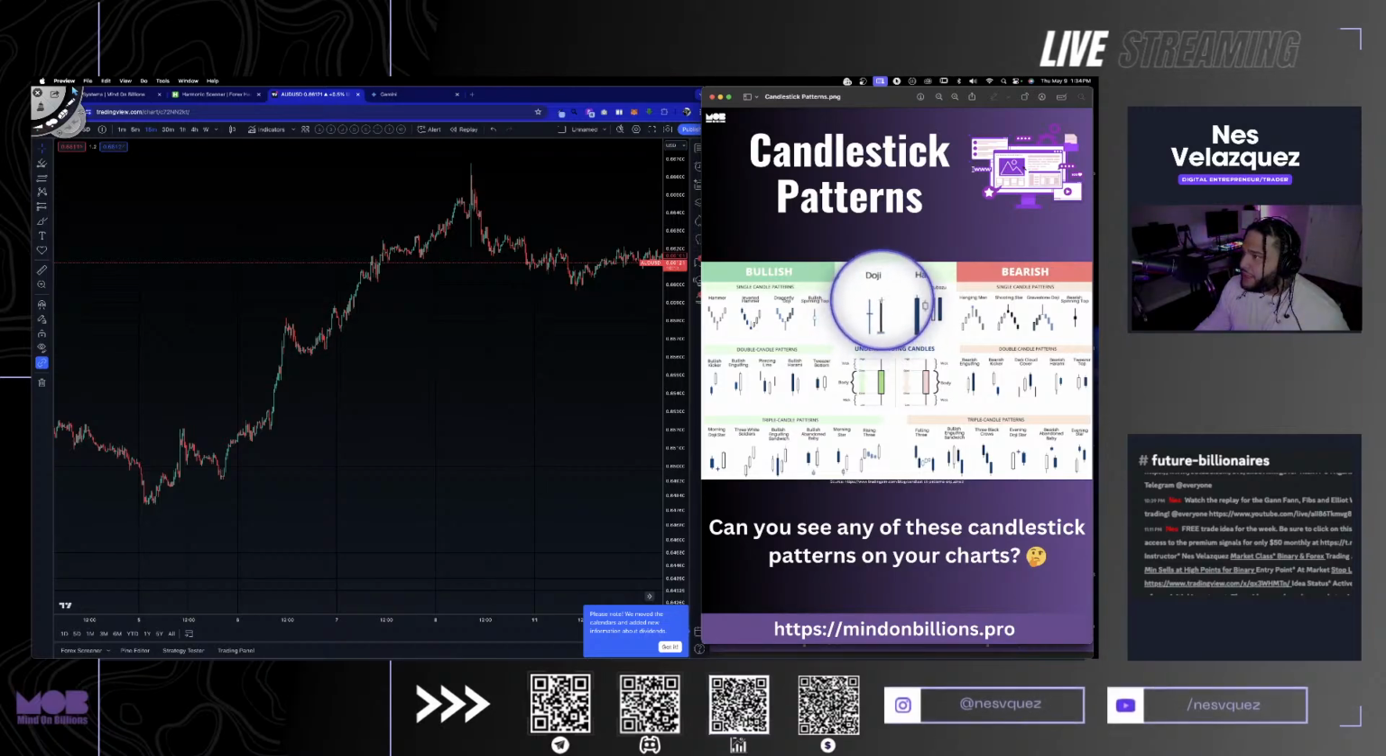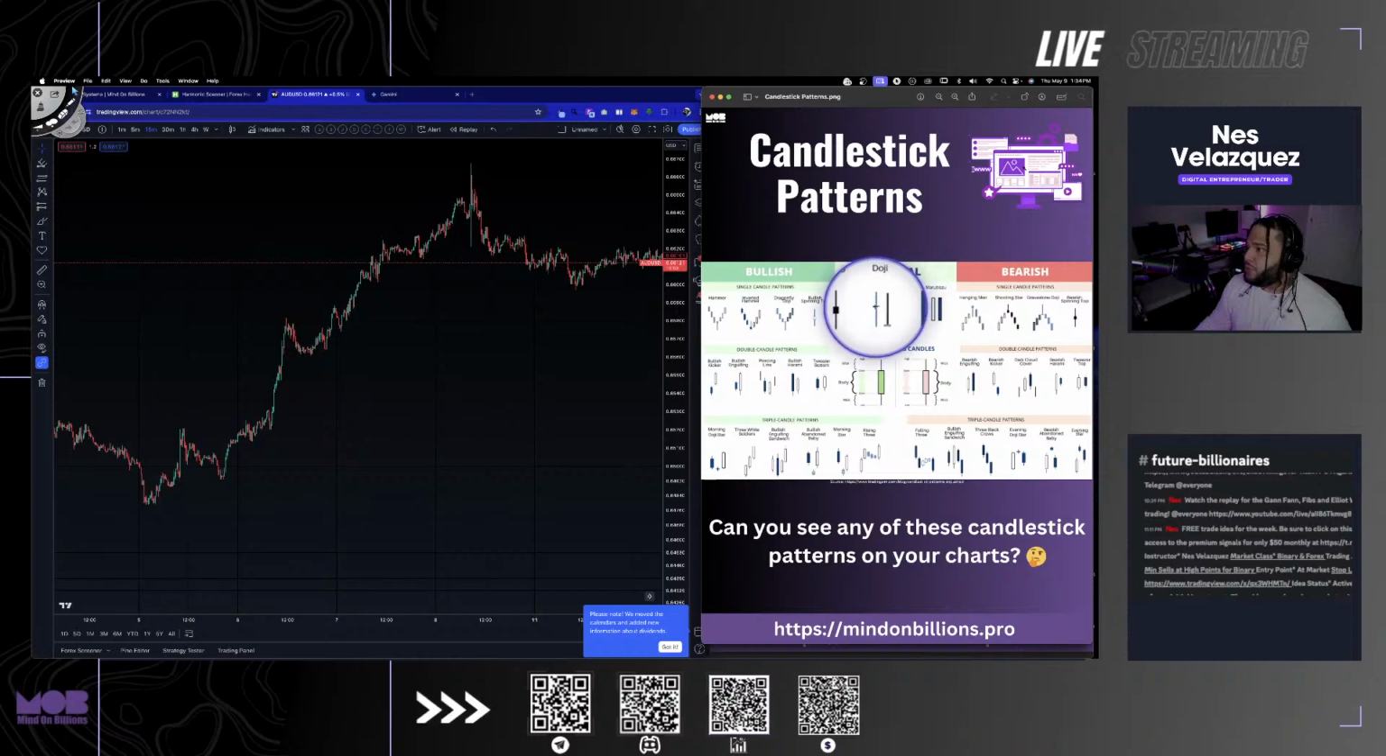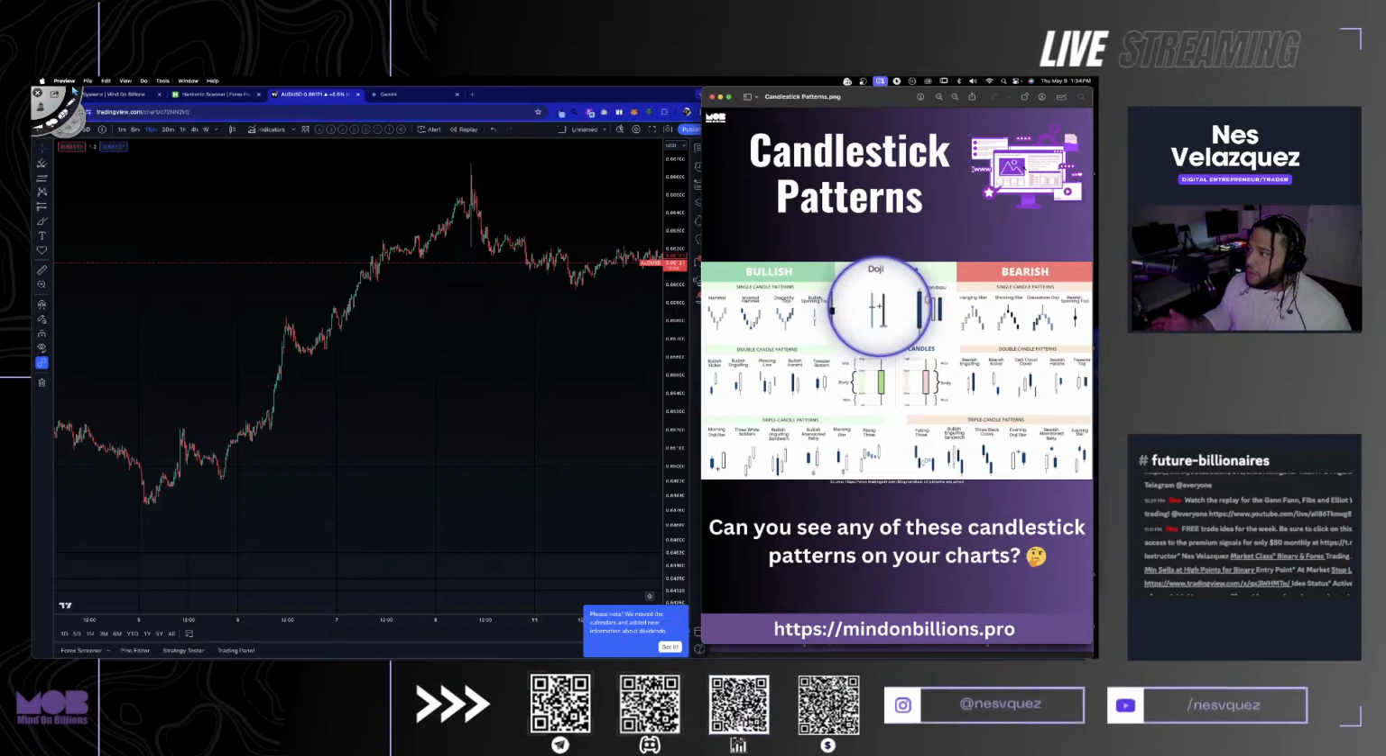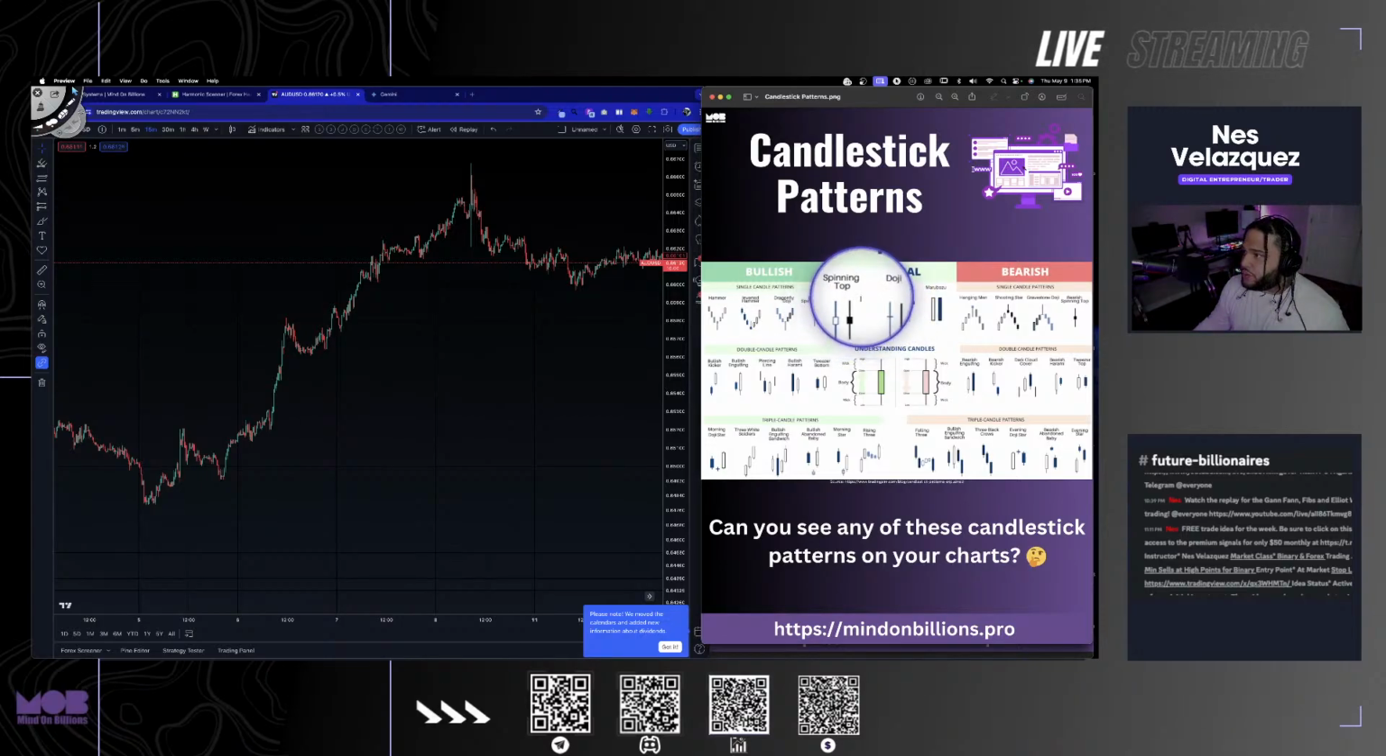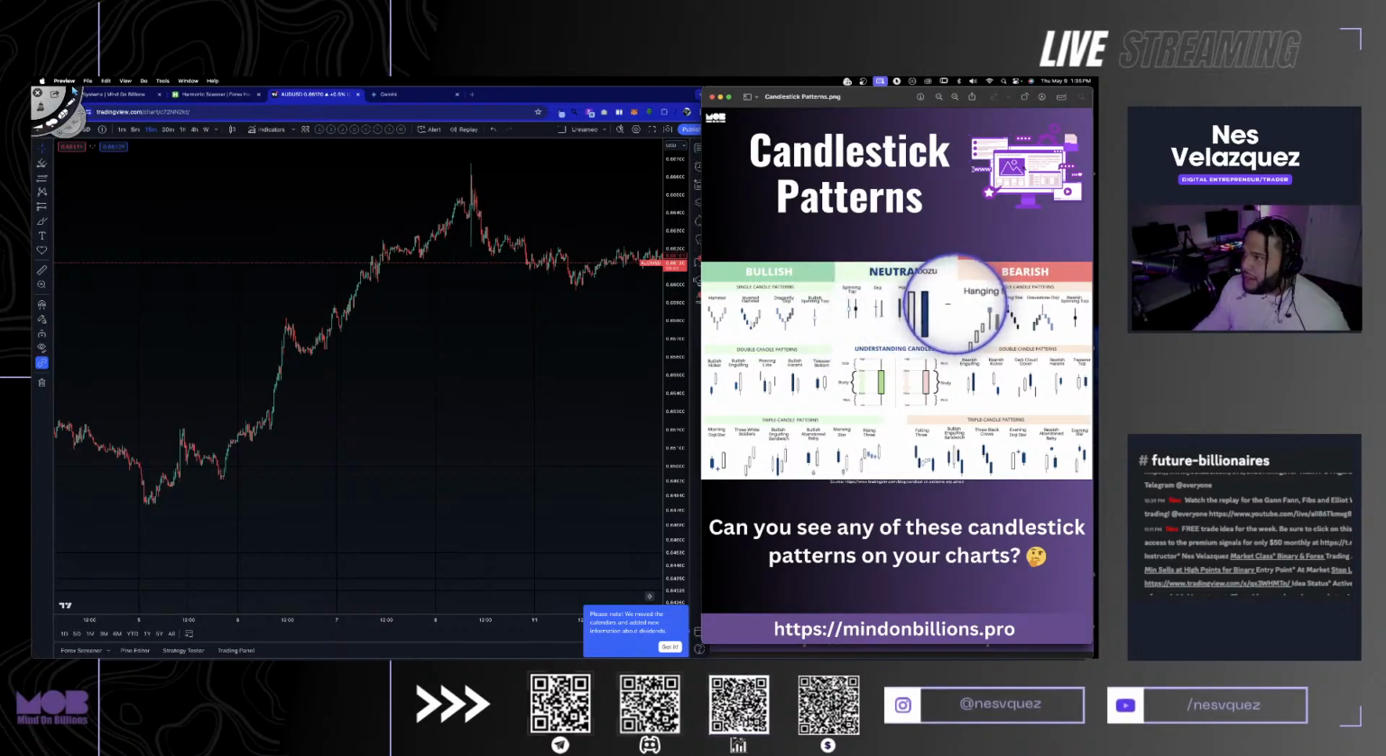Gravestone doji, dragonfly doji is when the flat body is at the top, right? And this is a typical doji. So if it's a cross or a dragonfly doji or gravestone doji, signs of reversal are coming up. Spinning top, sign of reversal.